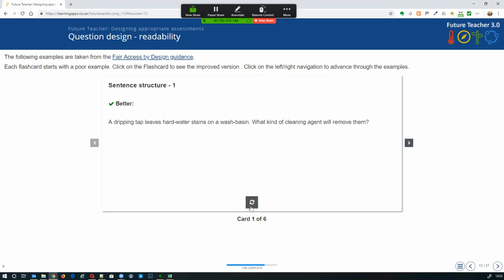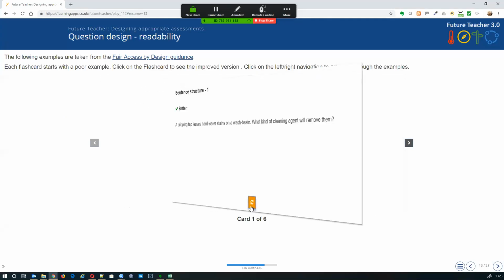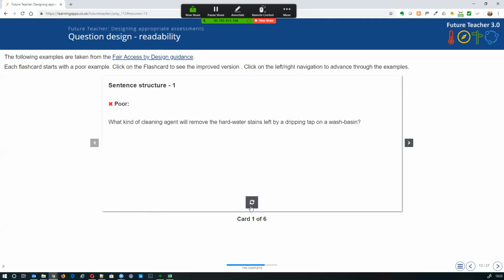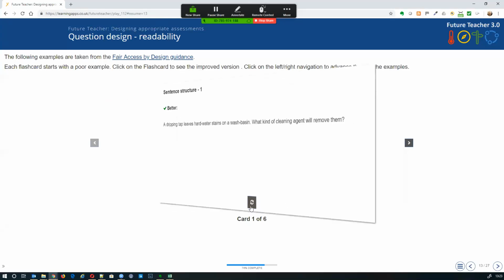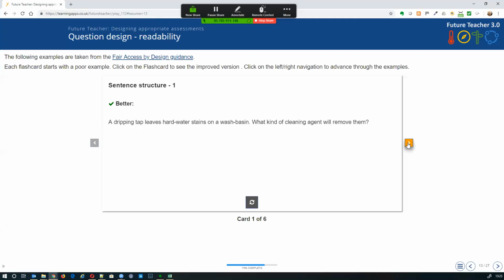What we found in some of the sign up registration comments was that people were saying, how can I write better questions? How can I think of more interesting ways of testing students? So on question design, there are these flip cards. Ron's showing you how they work. You go left and right from card to card, and then down the bottom in the middle is the flip from the poor to the better. So that's the poor example. Flip it. That's the better example. Onto the next card, and so on.